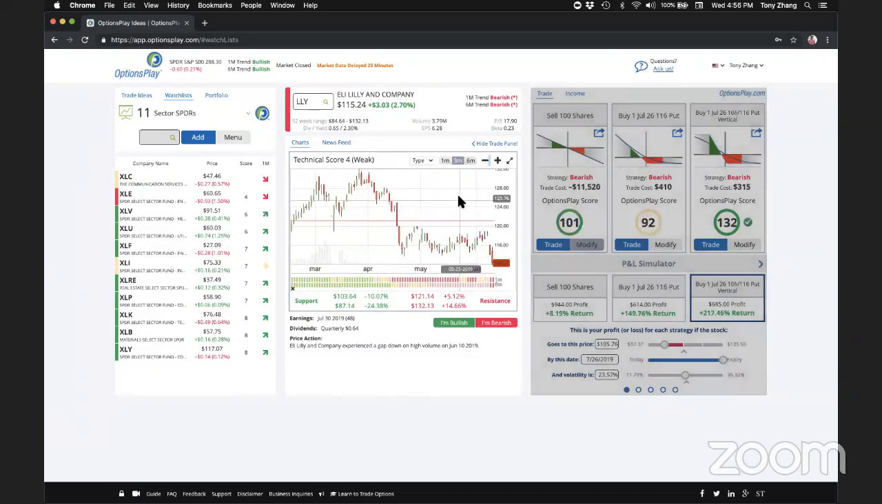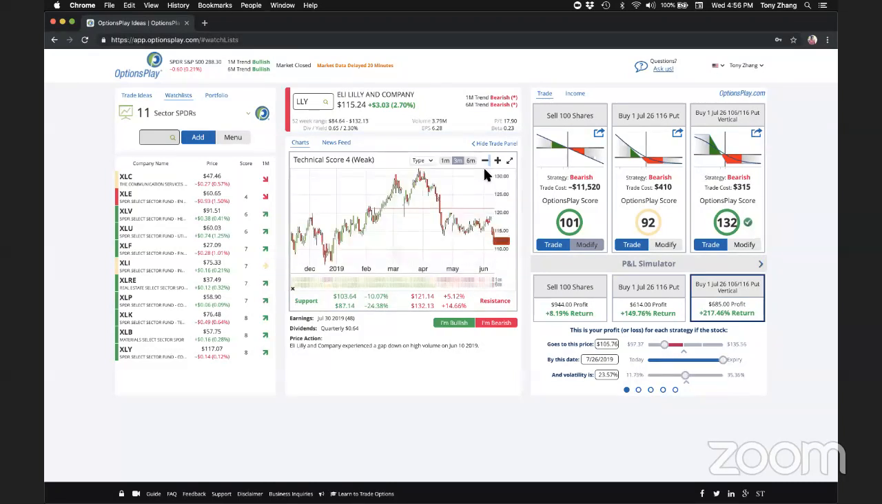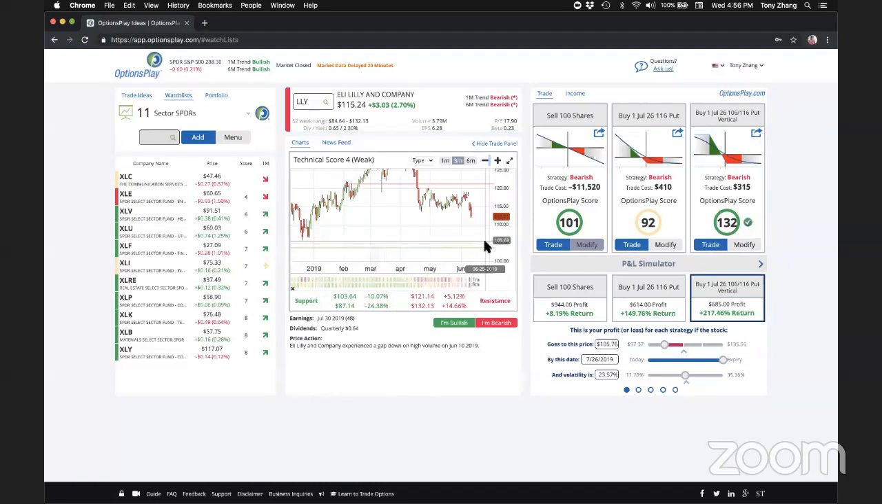Today, as you can see, Eli Lilly recently broke below some support levels here. It recently came back up to about 115 or so, but certainly below support levels. And I think there's potentially more downside, maybe to around the 105 level. So I pulled up Eli Lilly, looked at the chart, saw that there's some downside potential, clicked on I'm bearish, and I got presented 3 bearish strategies.